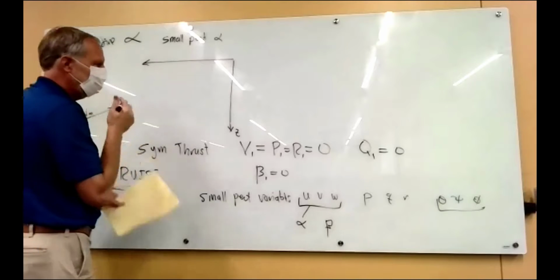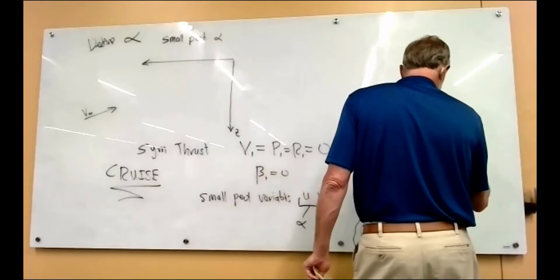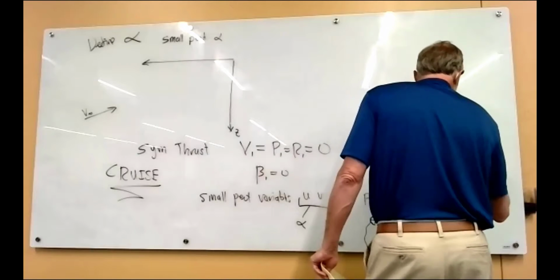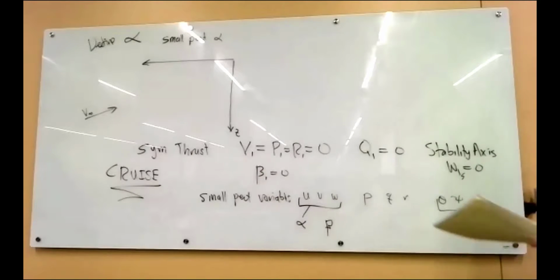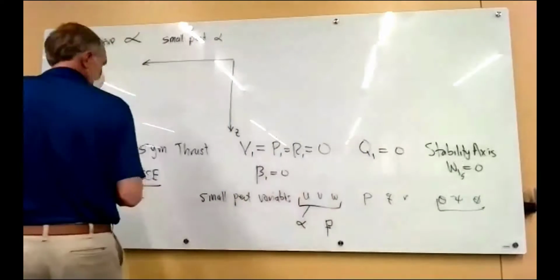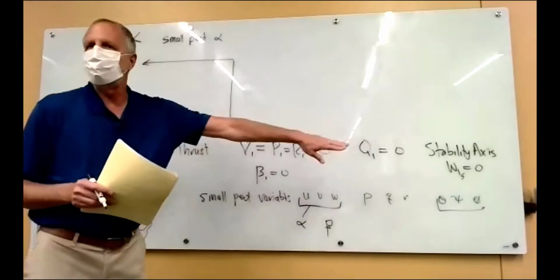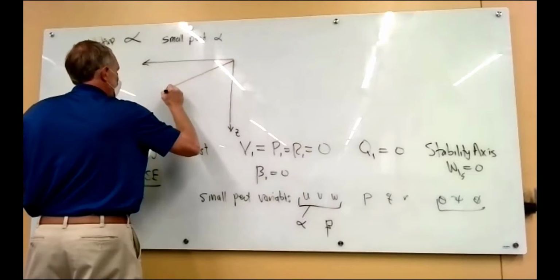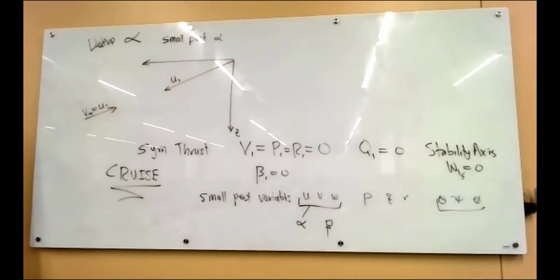And we're doing this in stability axis. I need to add this to the list here. Which means W1 is 0. So the steady state flight condition has no side slip, so V is 0 and W is 0. So all we really have in that condition is the forward speed U1. So draw that vector. So that's the steady state flight condition.